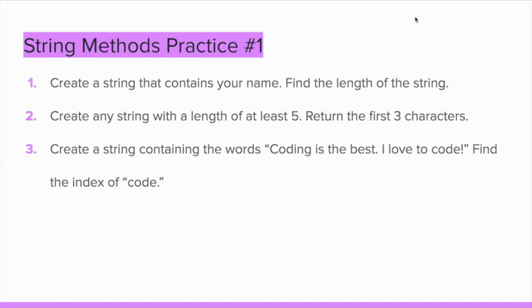Now that we've gone over the string methods, let's do some practice problems using them. The first problem asks you to create a string that contains your name and then find the length of the string and print it. For the second problem, create any string with a length of at least 5 and return the first 3 characters. The third problem asks you to create a string containing the words "coding's the best, I love to code," regardless of your actual feelings about coding, and find the index of the word code.